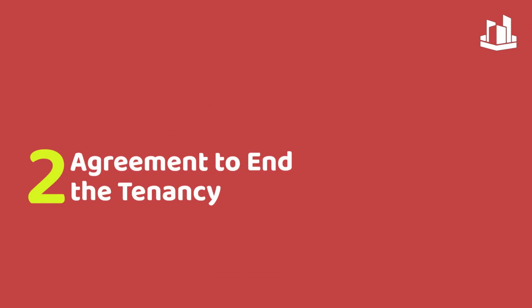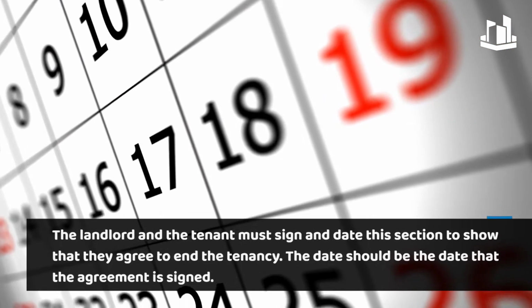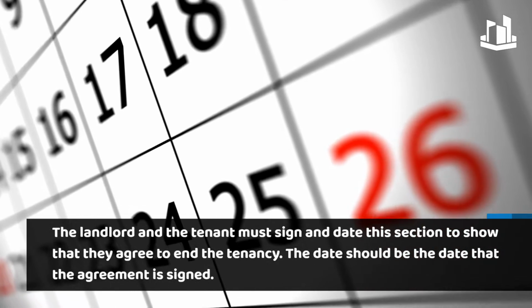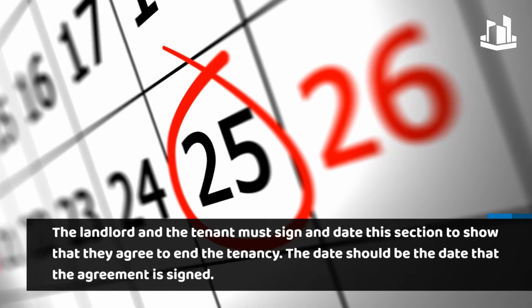Number 2. Agreement to end the tenancy. Both the landlord and the tenant must sign and date this section to show that they agree to end the tenancy. The date should be the date that the agreement is signed.